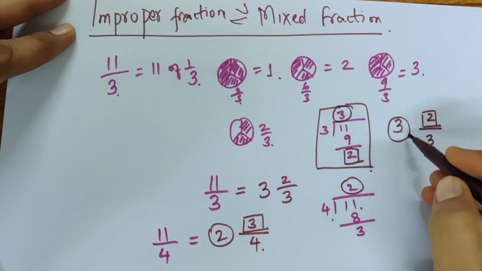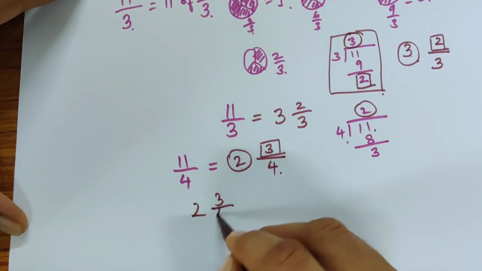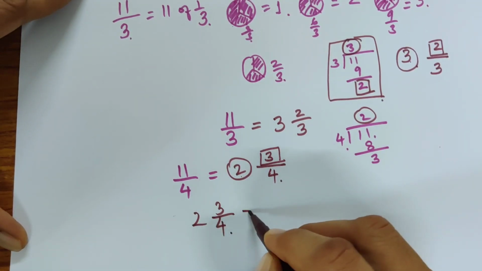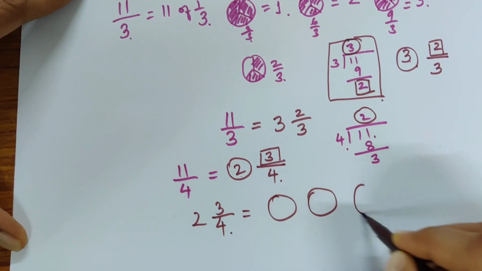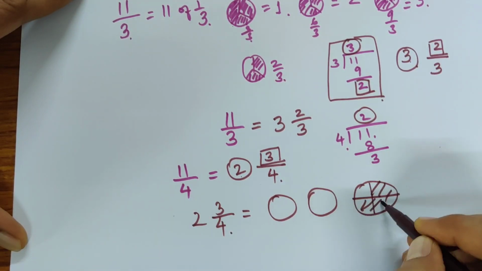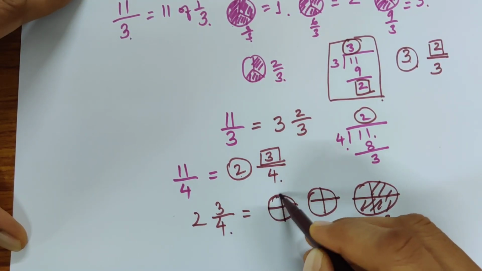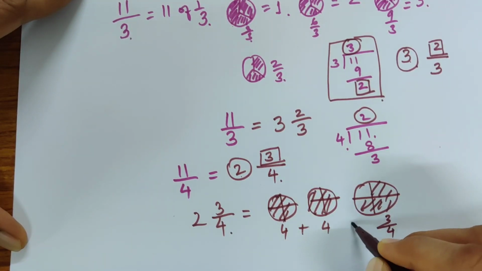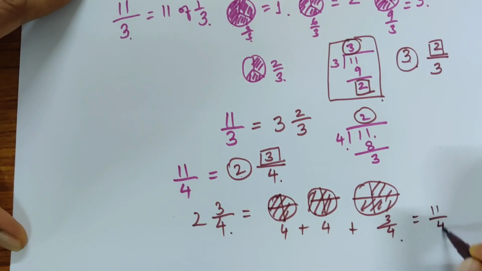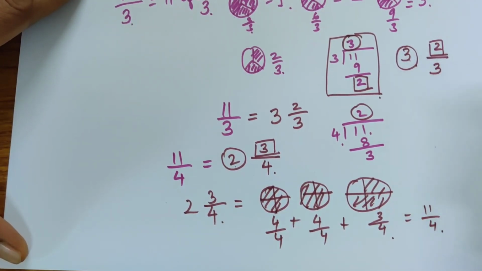Going the other way, you are basically asking, if I have 2 wholes and I have 3 by 4, how many 1 by 4s will be there in those 2 wholes? This is the 3 by 4, right? So how many 1/4ths will be there in these wholes? This will have 4, this will have 4, that's 8. So 11 by 4. Right? So this is how you are converting back a mixed fraction into an improper fraction.